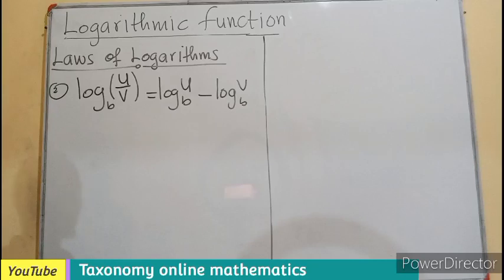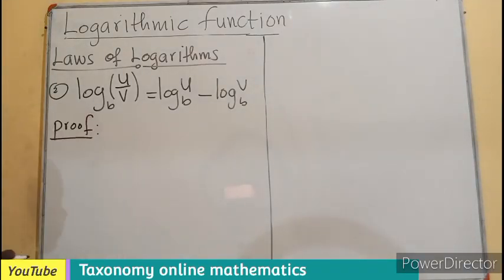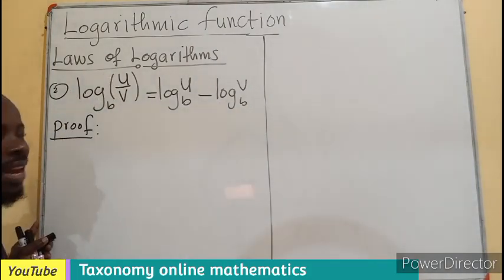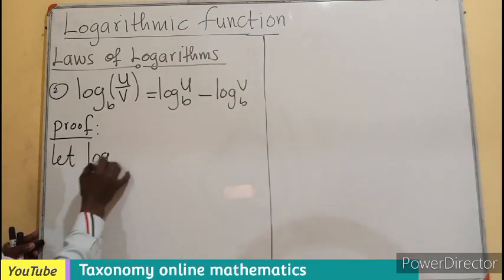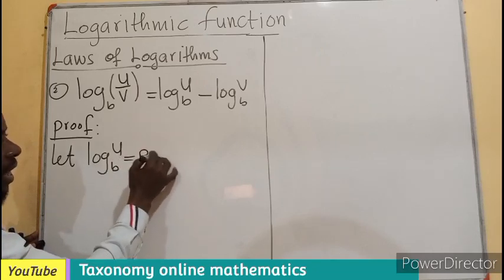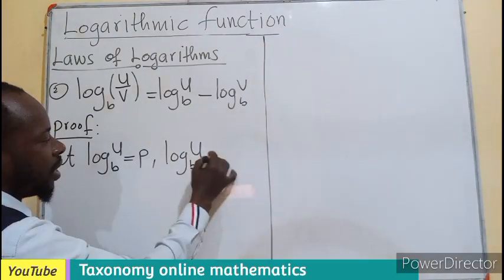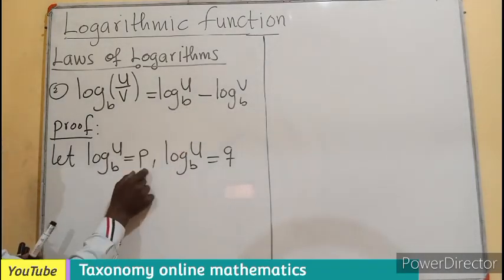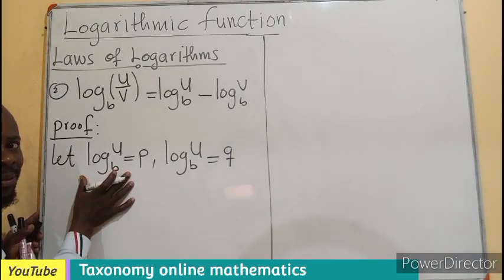Then what we are doing is trying to prove whether the law is actually true. In this case, we are beginning with the right hand side to see if we can get the left hand side. So let's assume that the log of u base b equals P. Then let's take the log of v base b equals Q.